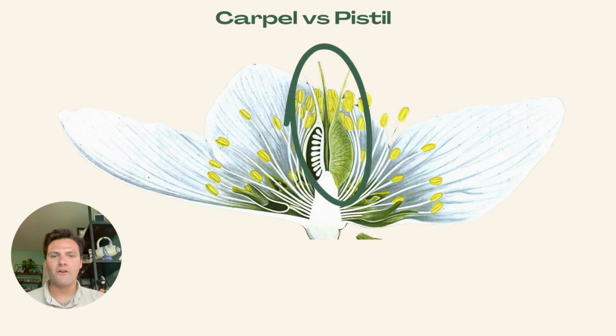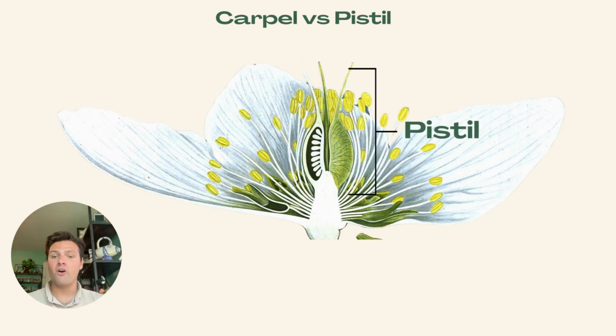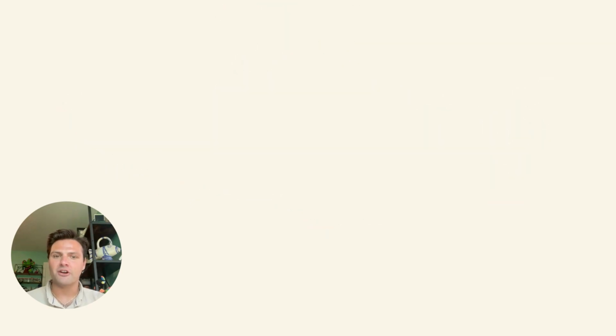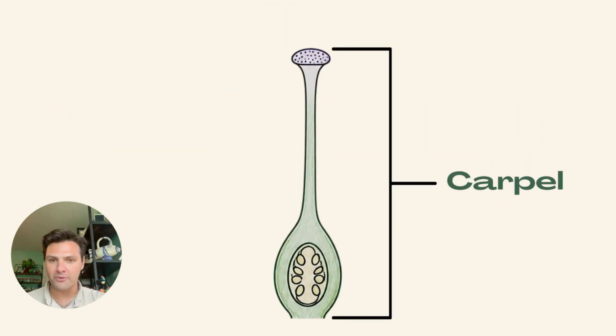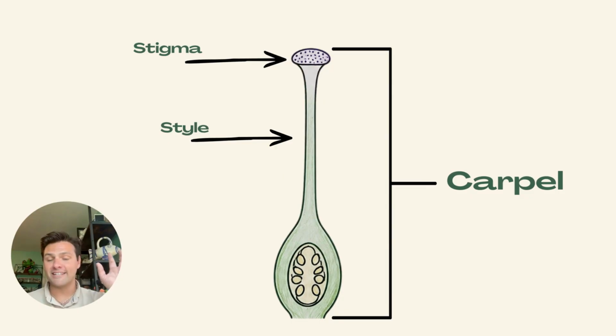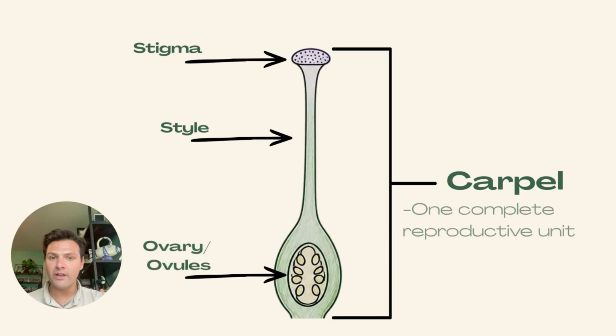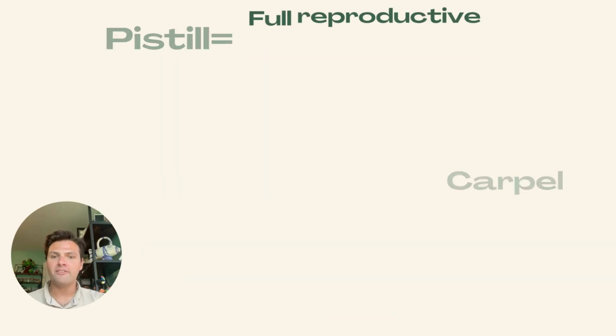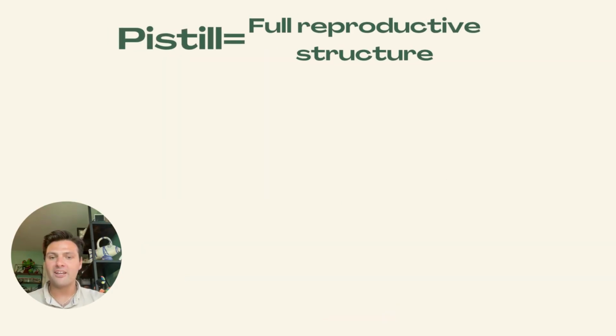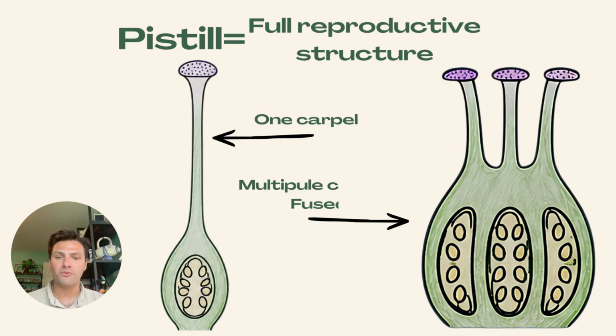In the female part of the flower, the whole structure overall is called the pistil, but inside that structure, we find smaller units called the carpels. The carpel is made up of three parts. That's the stigma, which receives the pollen, the style, which kind of elevates that stigma into a more favorable position to catch the pollen, then the ovary, which contains the ovules. So a carpel is the one complete reproductive unit with those three parts, the style, the stigma, and the ovary. And the pistil is the full structure, and that can be made of one carpel or multiple carpels fused together in the flower.